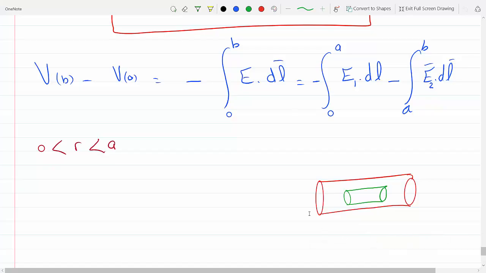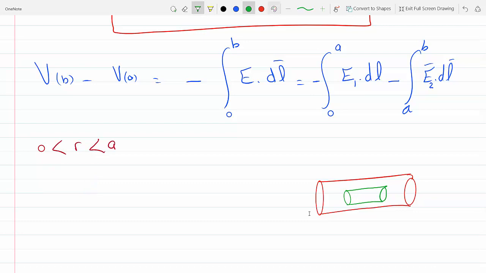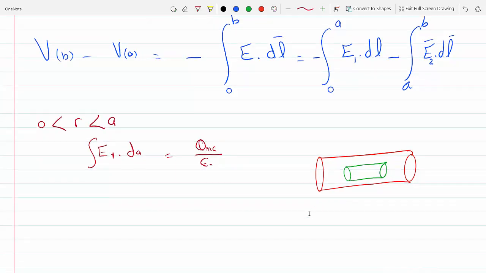Okay, so by Gauss's law, I can say the integral of E1 dA equals Q enclosed over epsilon. Due to the uniformity of the shape, I can pull E1 outside the integral. And let's say the length of my Gaussian surface is L.